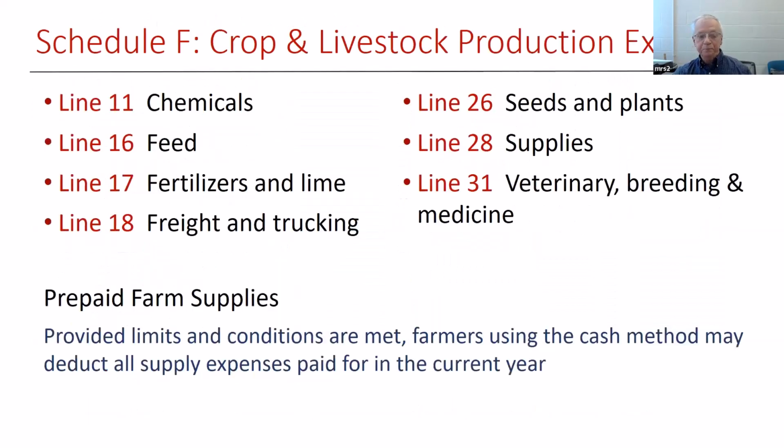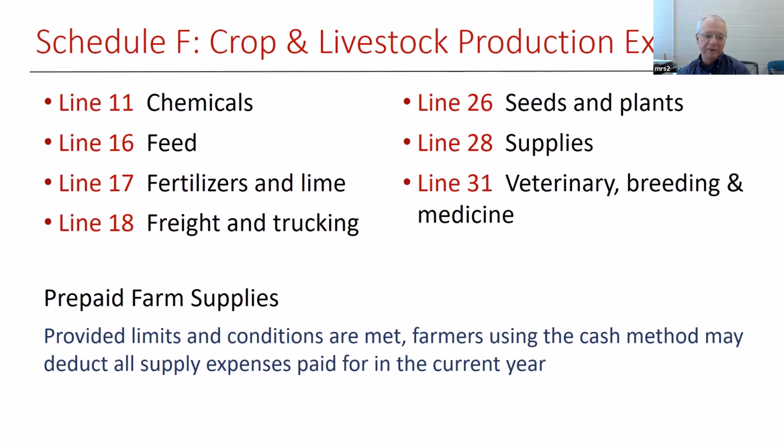Okay. So the first set of categories, I'm not going to talk about all of them, but I want to talk about a few of them. The ones that are pretty obviously related to agriculture are listed on this particular slide: chemicals, feed, fertilizer, lime, freight, trucking, seeds and plant supplies, veterinary, breeding and medicine. These are what we typically would consider crop and livestock production expenses that you would find in QuickBooks or some other sort of record keeping system.